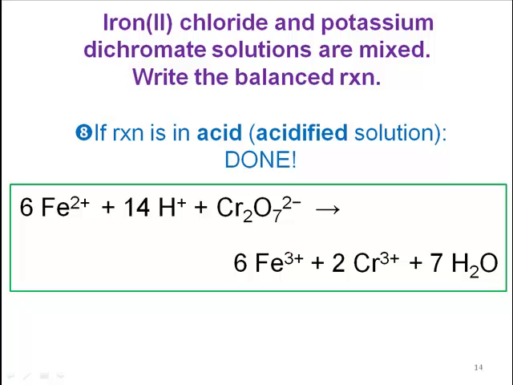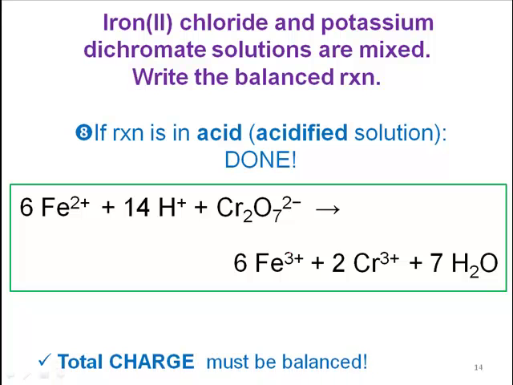So that's the cool thing. If it's an acidic solution, no problem. Now, the problem comes about when it's not an acidic solution. You look at this, you go, wait a minute, I got 14 H's, so it looks like it should be acidic. But if it is in a basic solution, it does not work this way.